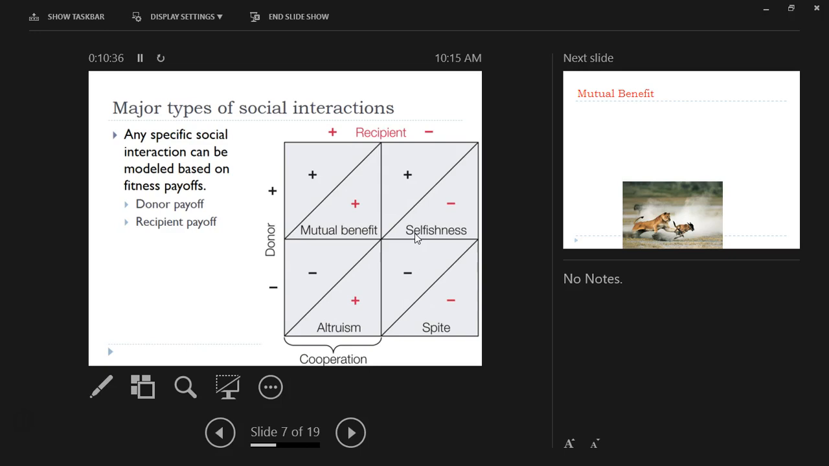Then there's those cases where the donor gets harmed. So if the donor pays a cost for a behavior, but it benefits a recipient, that's what we would call altruism. And if it's true altruism, the donor really is suffering a fitness cost, and through some sort of kin selection argument, they're not benefiting from the thing. So true altruism would be a loss to the donor but a gain for the recipient.